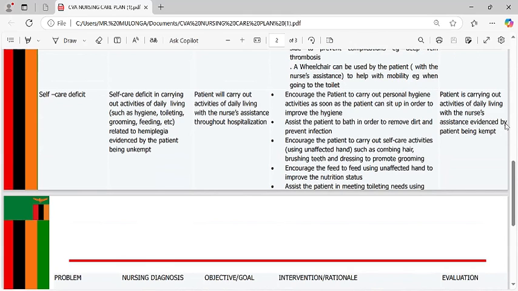Lastly, we look at the evaluation. The evaluation is: patient is carrying out activities of daily living with nurse's assistance, evidenced by patient being kempt. So here the evaluation is straightforward, where we're saying the patient is carrying out activities of daily living with the nurse's assistance evidenced by patient being kempt. So that's our evaluation for self-care deficit.